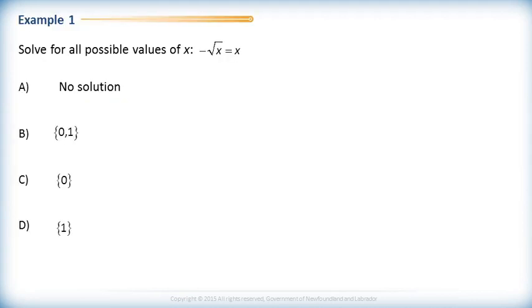Example 1, we solve for all possible values of x. The negative of the square root of x equals x. First thing we do is note that the index is even, so we check for a restriction. So the radicand must be greater than or equal to 0 because our index is even. That means x, in this case, must be greater than or equal to 0. So both 0 and 1 fit that condition. So we haven't really ruled anything out yet.